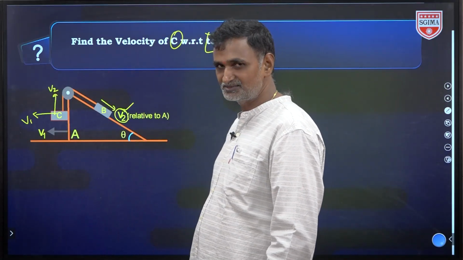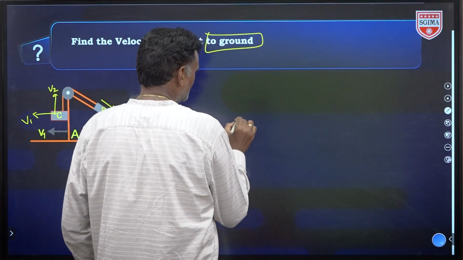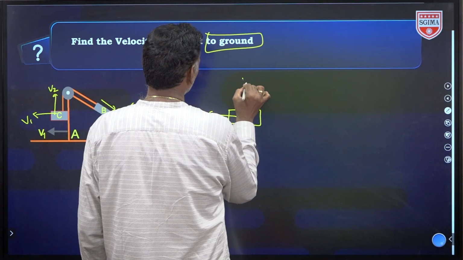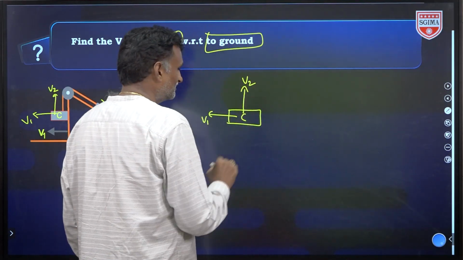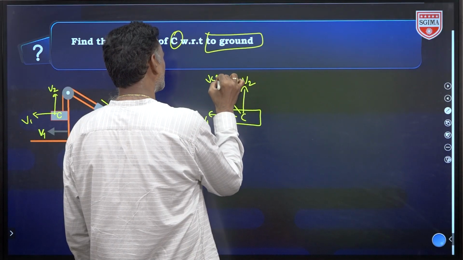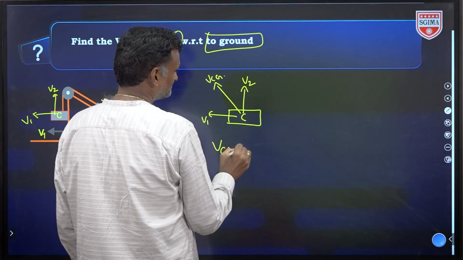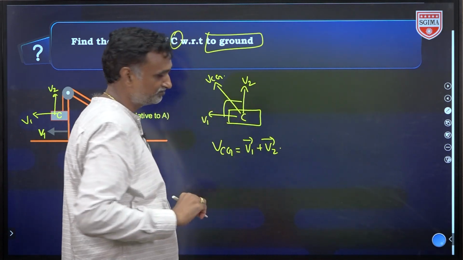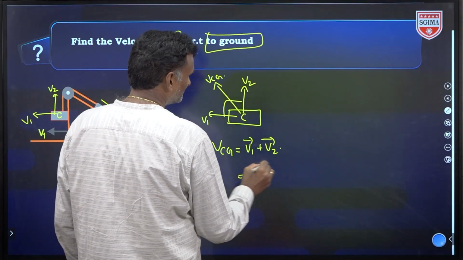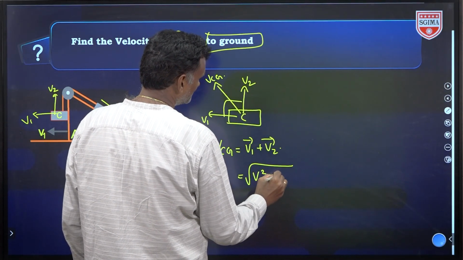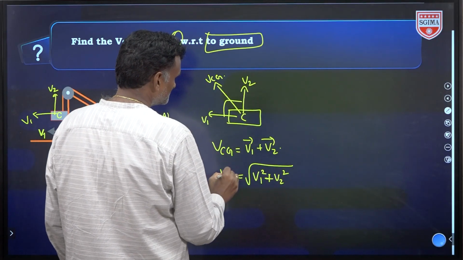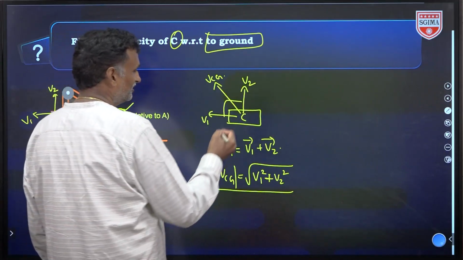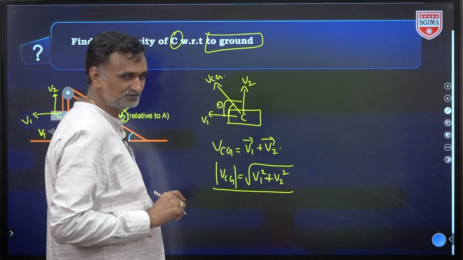So V1 and V2 apply to C as shown in the direction. This has V1 velocity because of A, and this has V2 velocity because of B, and the net velocity is Vc with respect to ground. So Vc with respect to ground must be the V1 vector plus the V2 vector, and since the angle between them is 90 degrees, the magnitude is the square root of V1 squared plus V2 squared. So this is the magnitude of VCG. If they somehow ask the angle at which the net velocity acts, we can find it.